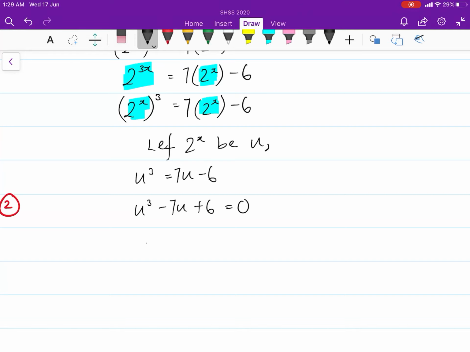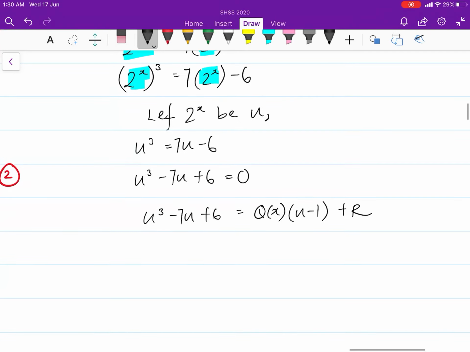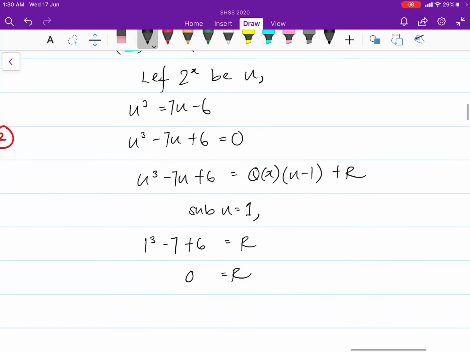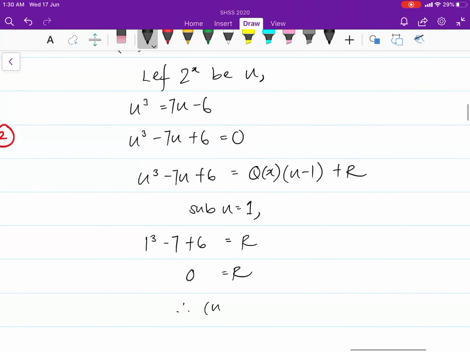So how do I prove it? U cubed minus 7u plus 6 equals to a quotient multiplied by u minus 1 plus the remainder. I just need to show that the remainder is 0. So all I need to do is to substitute u equals to 1. I'll have 1 cubed minus 7 plus 6 equals to the remainder, 0. Remainder is 0. So therefore, u minus 1 is a factor.